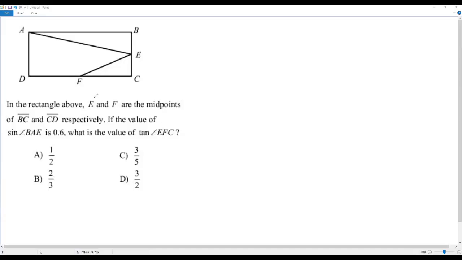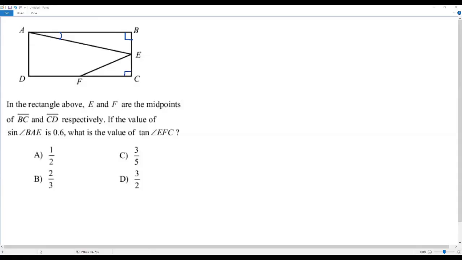Okay, the question says E and F are the midpoints of BC and CD respectively. That is, for the side BC of the rectangle, E is the midpoint, and for the side CD of the rectangle, F is the midpoint. And let's consider the angle BAE over here. That is, B is here, AE. So this angle measure should be considered. And also, since ABCD is a rectangle, each vertex will have a right angle. So here we'll have a right angle, and also at the vertex C we will have a right angle.